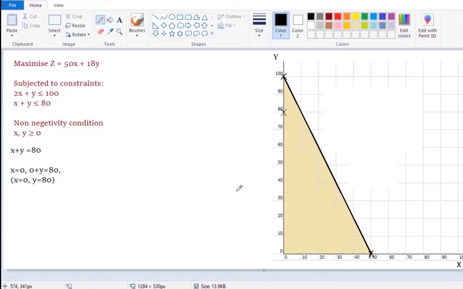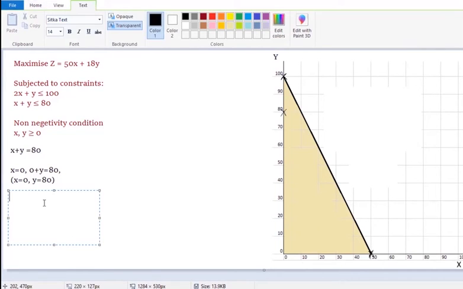Now, in order to draw the line, I need to find out one more point for this equation, that is x plus y equal to 80. I got one point, x equal to 0, y equal to 80. Now I am going to get the second point. In order to get the second point, I am going to put y equal to 0.